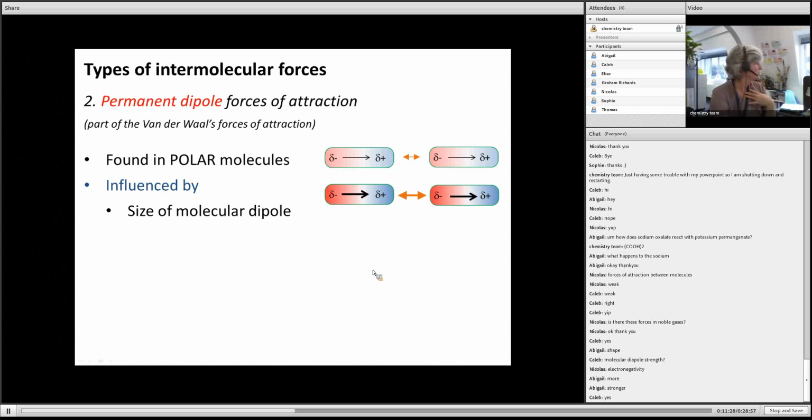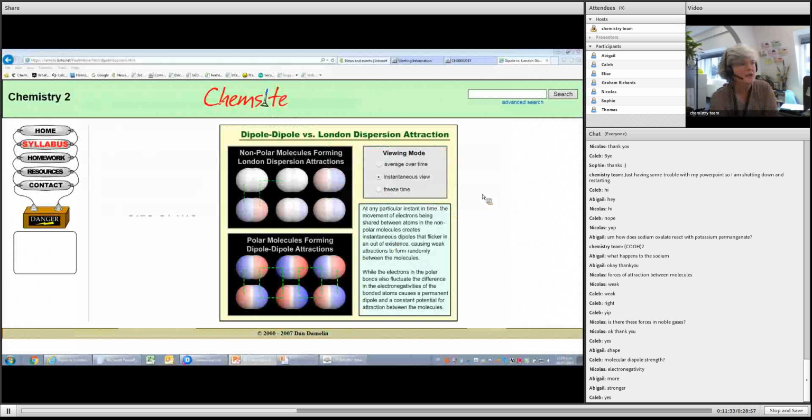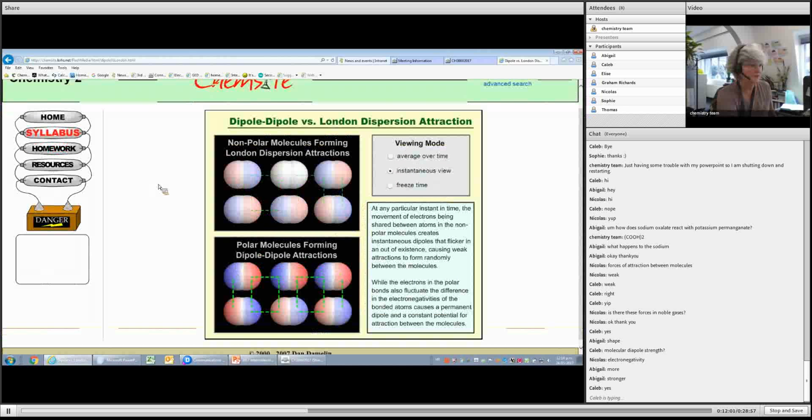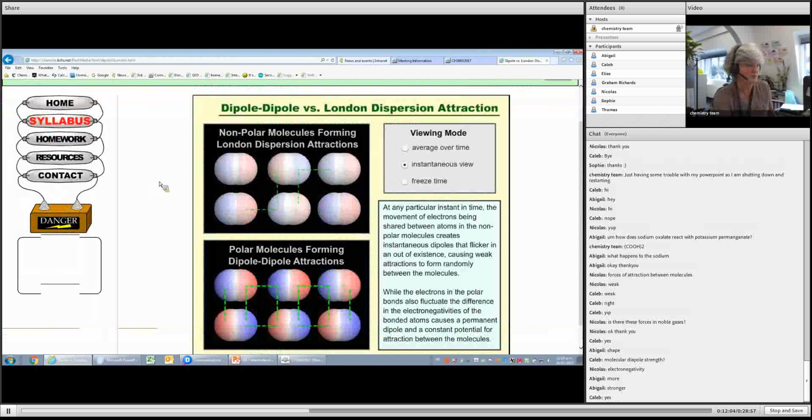Right. Okay. So what I want to show quickly before I go on to the next one, I'm going to get out of here. This is a thing that is by ChemSite. I'll put this on here when I upload the video. But it shows you very nicely the difference between the temporary and the permanent dipole forces of attraction. So what we've got here at the top, and I'm going to make it perhaps a bit bigger, so hopefully you can see a bit more.